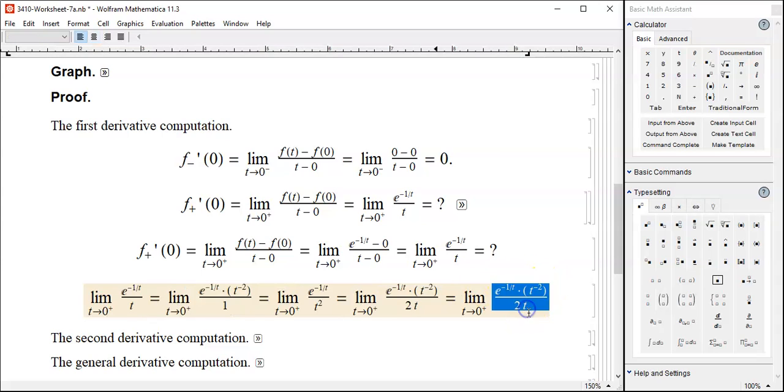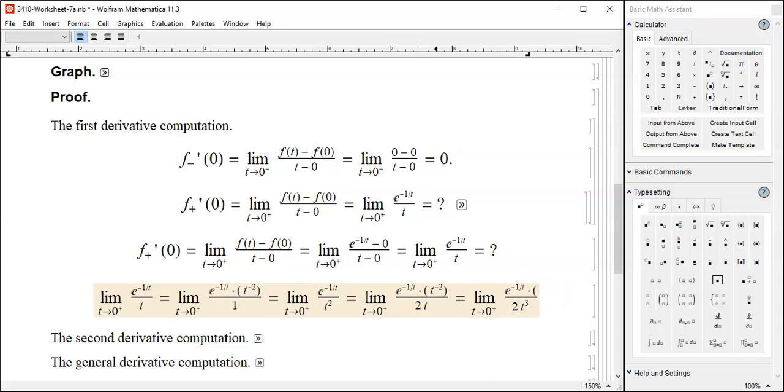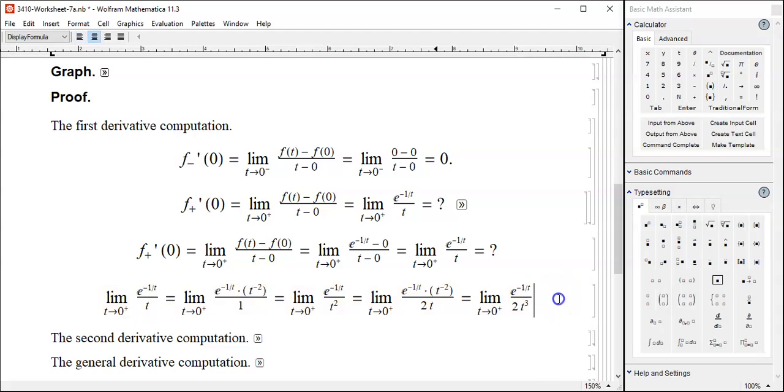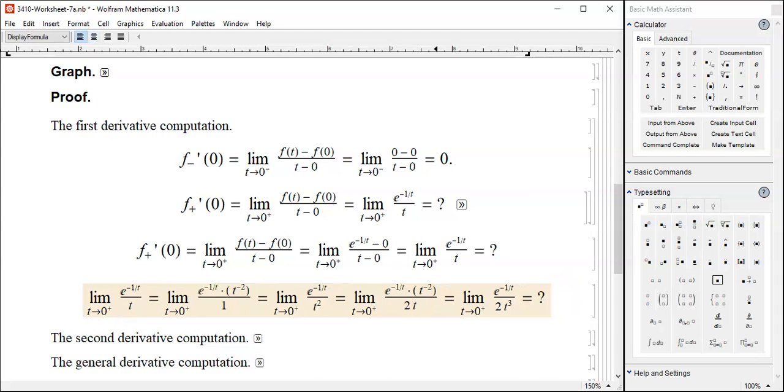T squared comes down, we have t to the third power, right? And we ended up with this derivative computation. Does it help? Maybe we have to do L'Hopital's rule once more, but stop. Stop and think, and let's look at what we accomplished.